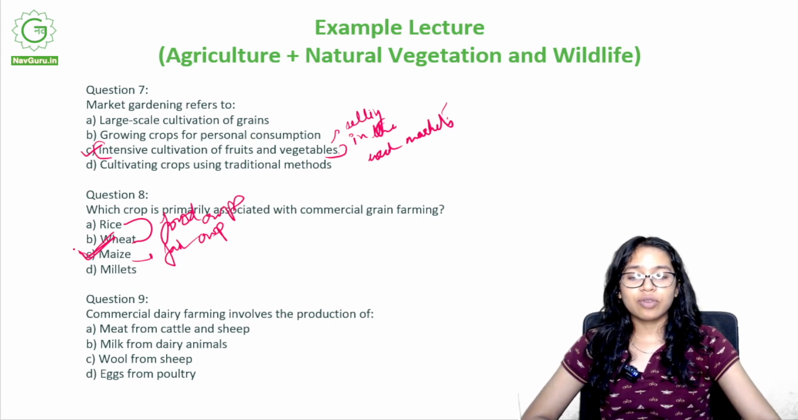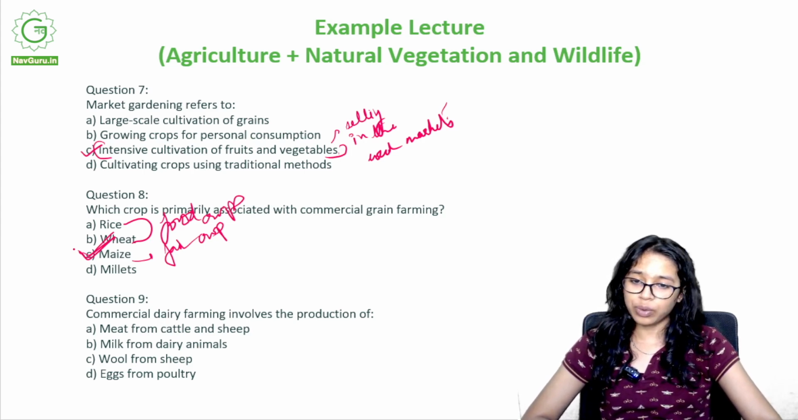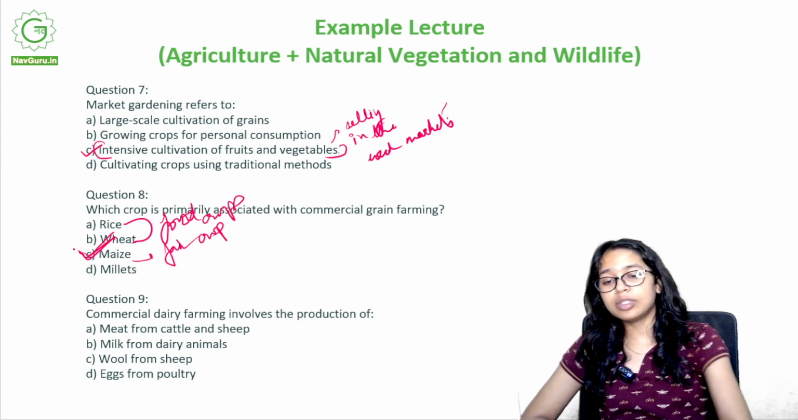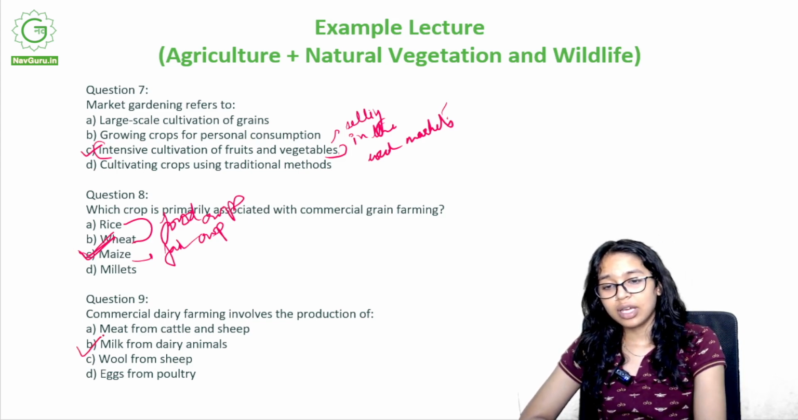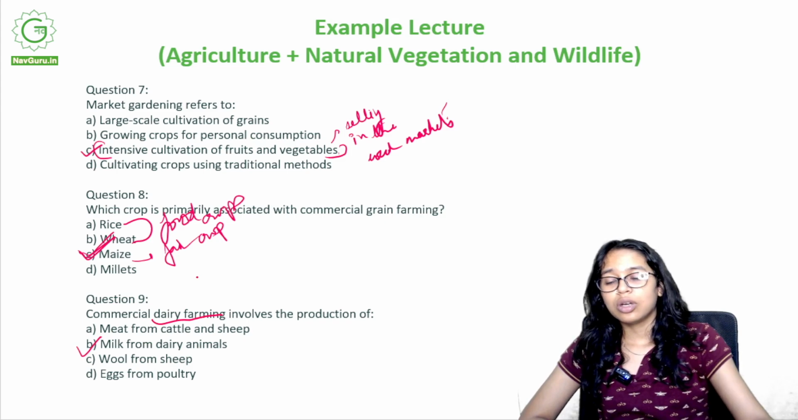Commercial dairy farming involves the production of meat from cattle and sheep, milk from dairy animals, wool from sheep, or eggs from poultry. So, commercial dairy farming involves milk from dairy animals, as the name suggests, dairy farming. Okay.